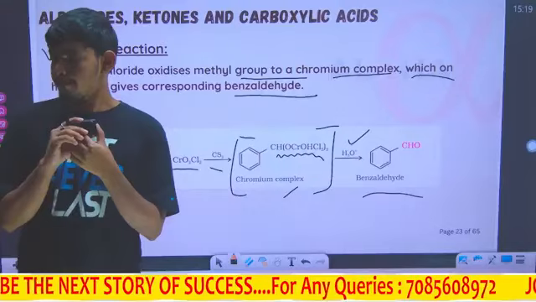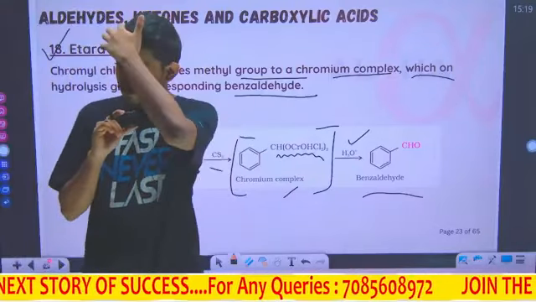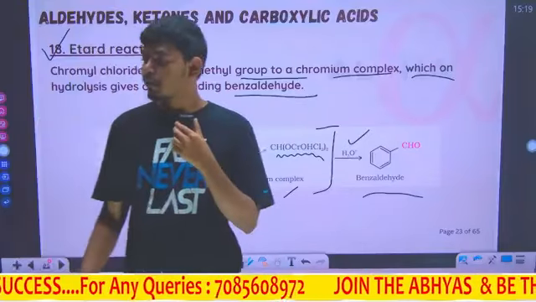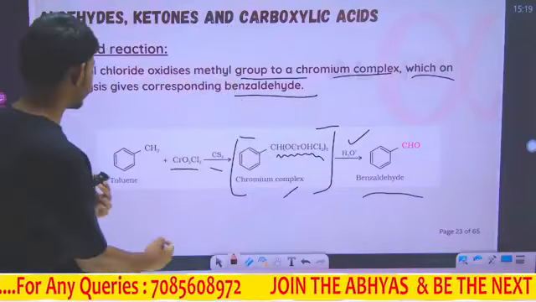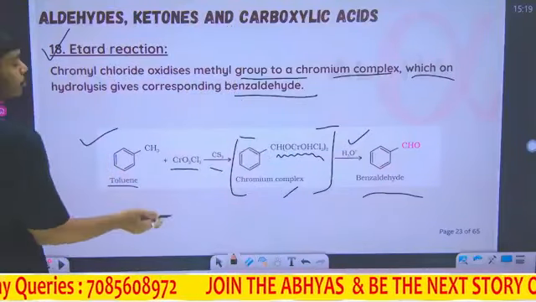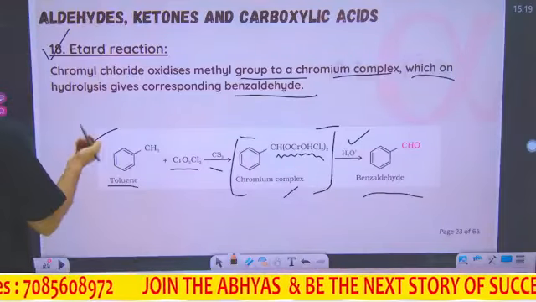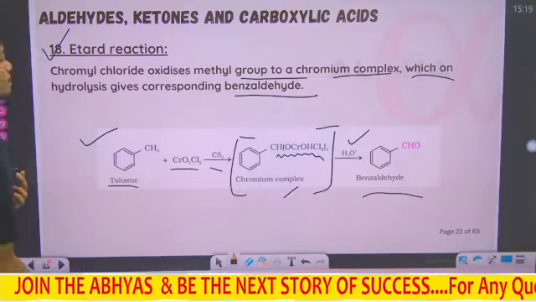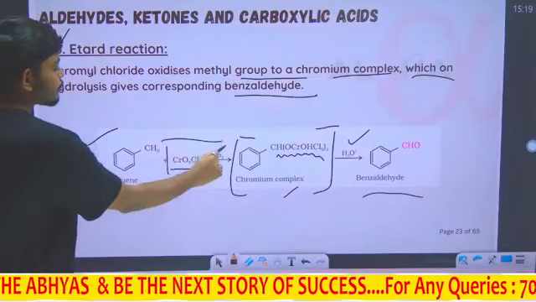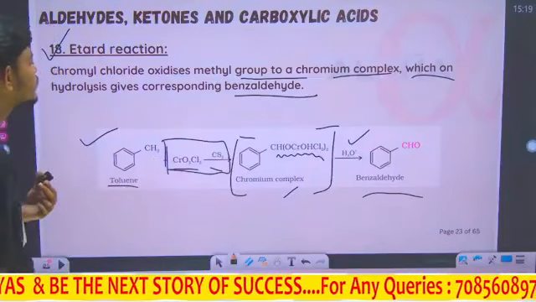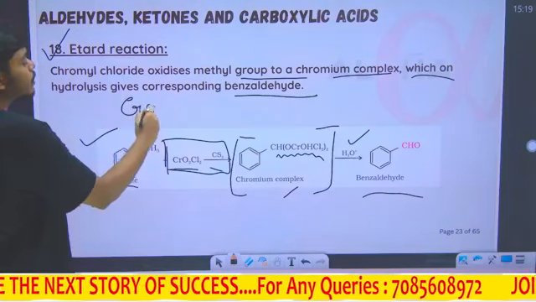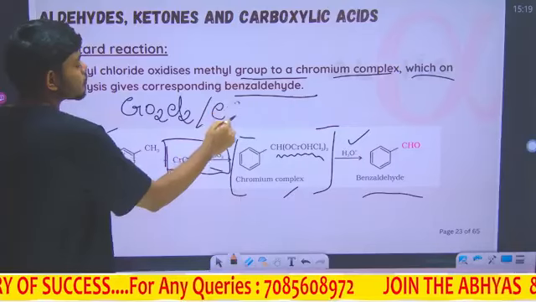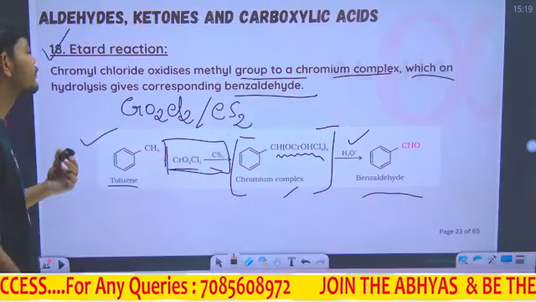I guess you understood Etard reaction. Toluene, common name is toluene, gives benzaldehyde. This is your reagent: CrO2Cl2, I am writing here again, CrO2Cl2, and your CS2. This is your chromyl chloride.